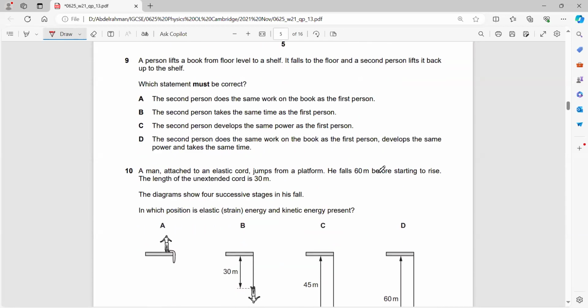Question 9. A person lifts a book from the floor to a shelf. It falls to the floor and a second person lifts it back. Which of these statements must be correct? Second person does the same work as the first person. Is this correct? Yes, it is correct. Why? It's the same book being lifted the same distance. So the same force is being applied over the same distance. So it's the same work done. It is correct.